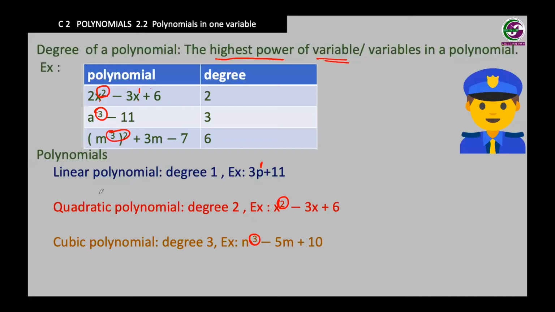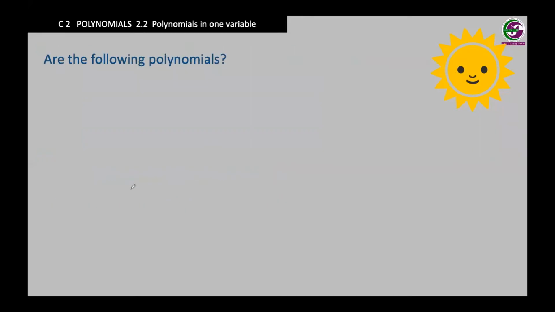This linear or quadratic or cubic polynomial can have one or more terms. It doesn't matter how many terms we have. It only matters what the degree of the polynomial is. And what's the meaning of degree? It's the highest power of the variable. Let's see more about it.